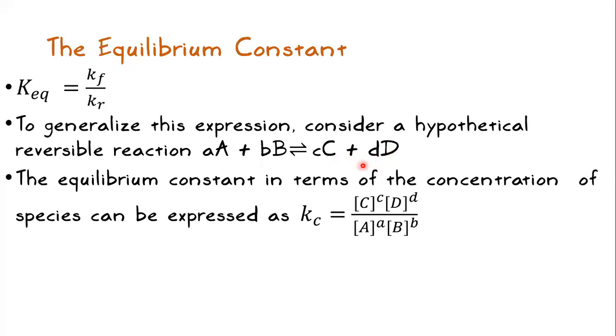At the same time, this can also happen in the reverse direction, so you have C plus D going to A plus B. Based on what we have derived so far, the equilibrium constant in terms of the concentration of the species will be the forward over the reverse. So we have the concentration of C to the power c times the concentration of D to the power d, all over the concentration of A to the power a times the concentration of B to the power b.